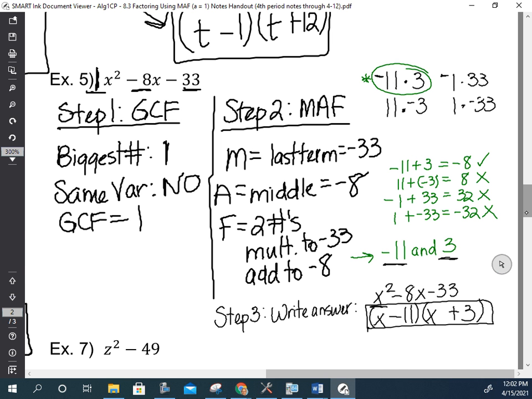One was the biggest because the rest of them are negative. No, the reason why 1 was the biggest number is because if you look at 1, 8, and 33, there's no number that they share other than the number 1. There's no number that divides into all of them other than 1.